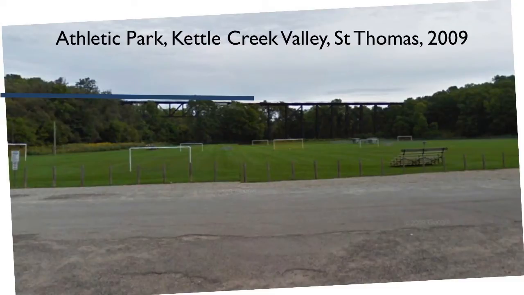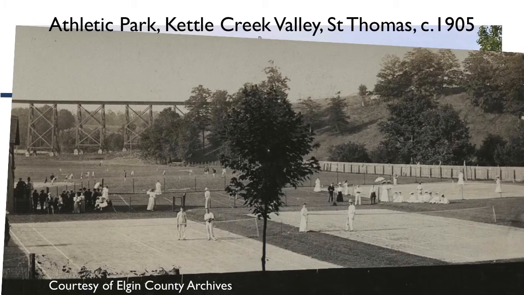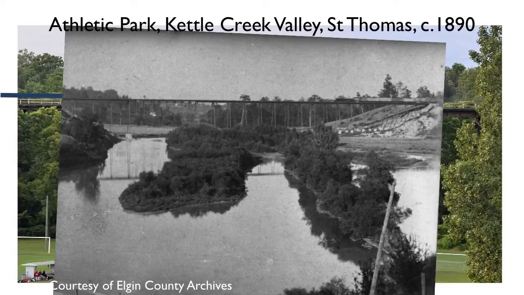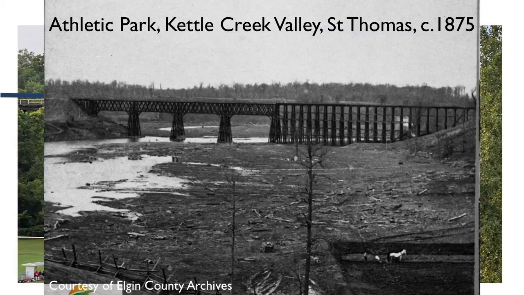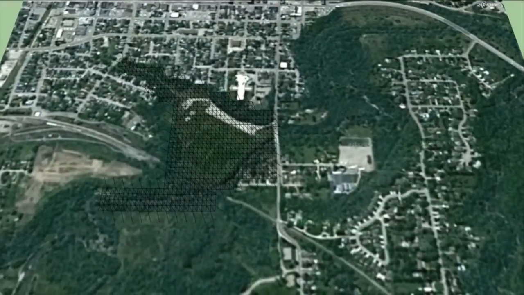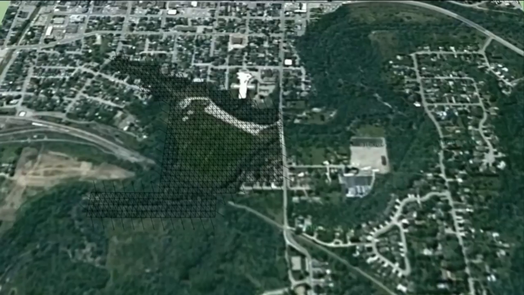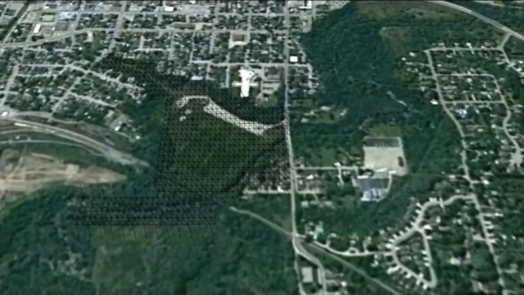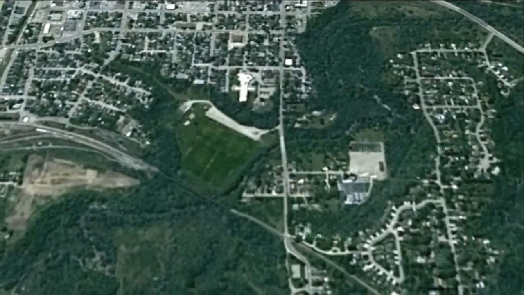But the Elgin archives contained a wealth of earlier landscape photos of the valley, taken between 1865 and 1905, that showed the transformation of the park area and the floodplain and the dynamic kind of fluvial geomorphology of Kettle Creek. This area of the Kettle Creek River Valley is shown in the black hatched area on this scene animation that we're showing in SketchUp. And we know that this area changed dramatically.